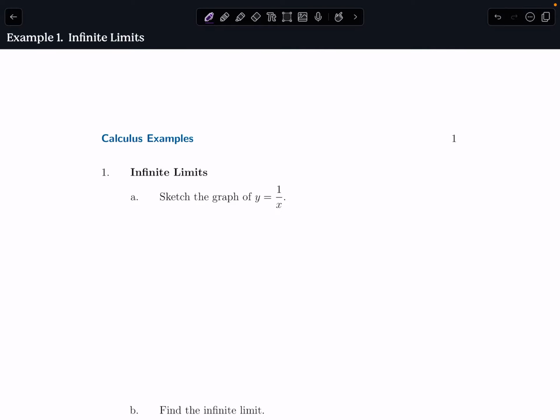Hi everyone, I'm going to do a video here about infinite limits. So let's see how it goes. It's pretty straightforward. This is from Calculus 1, just check it out.